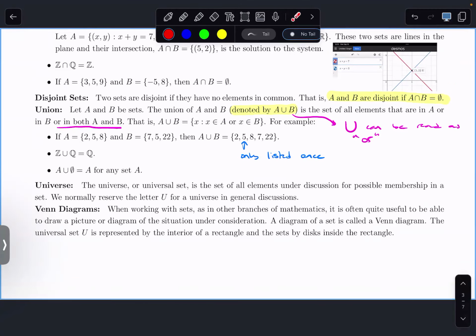So we're gonna have a universe or a universal set. The universal set is the set of all elements that could be in a set. So that are allowed to be in a set, whether they're included or excluded, right? Depends on what the rule is that we're talking about. The capital letter U is reserved for the universal set, so you don't want to use U for anything else.